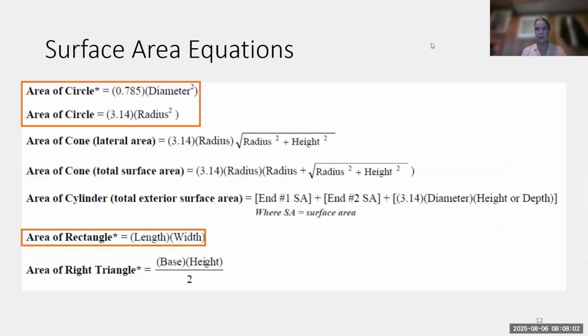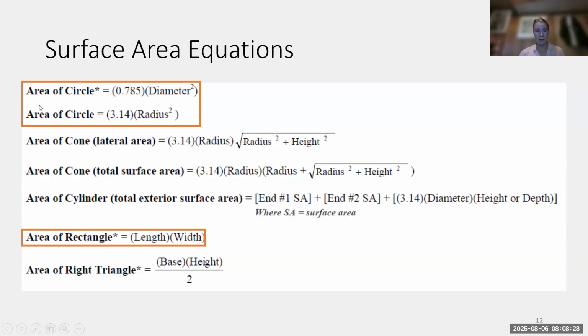And here are a few common surface area equations. Again, these are going to be directly from your formula sheet. We just took screenshots and put them here, so you have access to these when you're taking your exam. We've got area of a circle and a couple of different ways to calculate that. That's going to be really important because there are a lot of circular objects in your work as wastewater operators. Tanks, for instance, the top of a tank is circular.